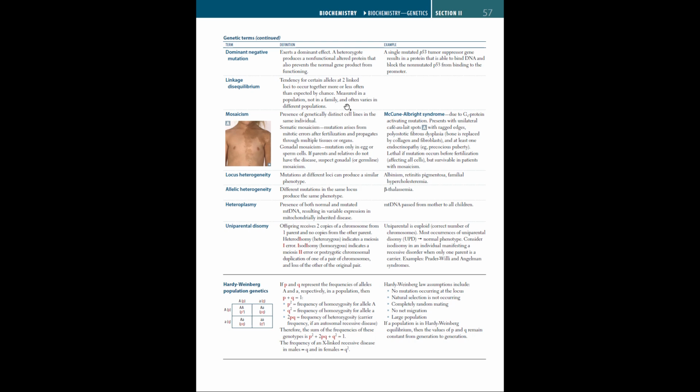Then we have mosaicism, which is the presence of genetically distinct cell lines in the same individual. Somatic mosaicism is mutation arising from mitotic errors, often after fertilization, and propagates to multiple tissues or organs. The gonadal type is mutation only in the egg or sperm cells. If parents and relatives do not have the disease, suspect germline or gonadal mosaicism.